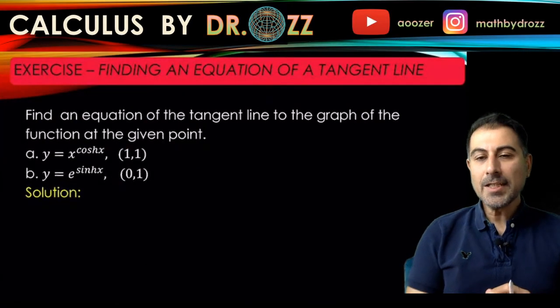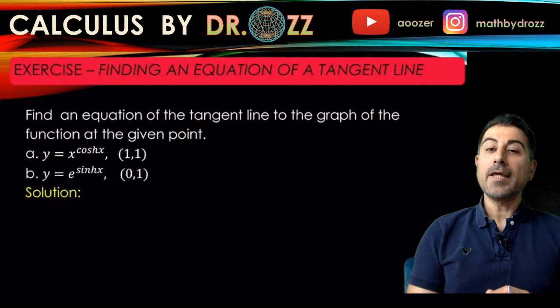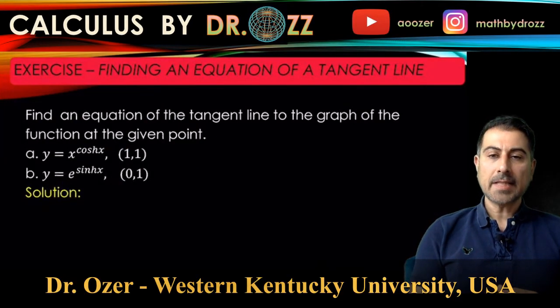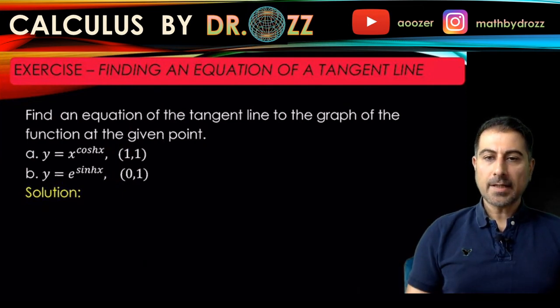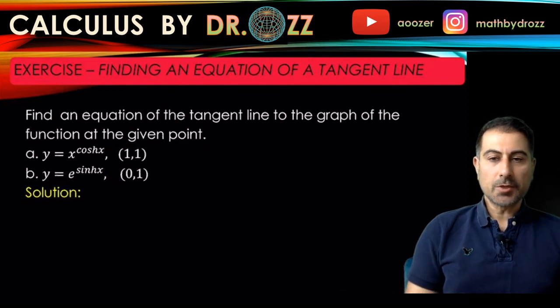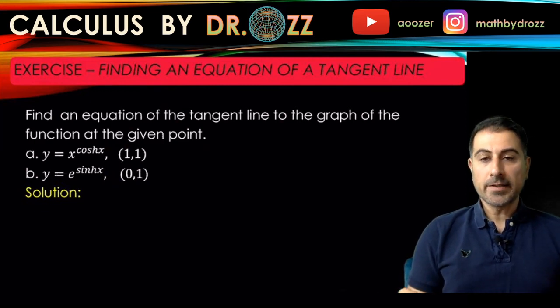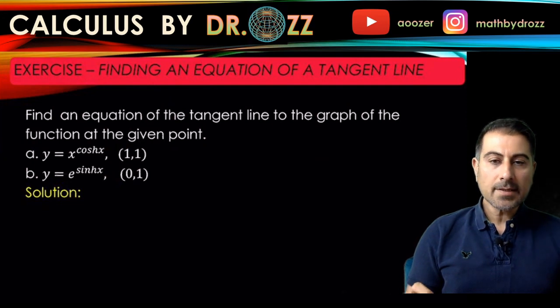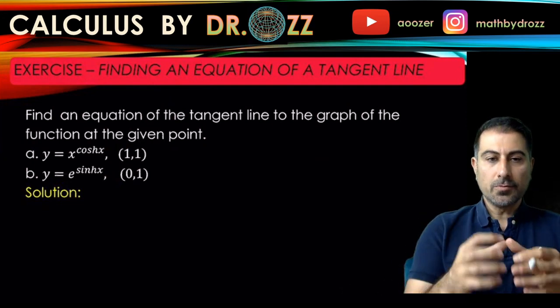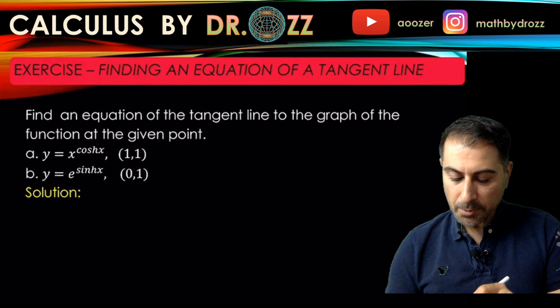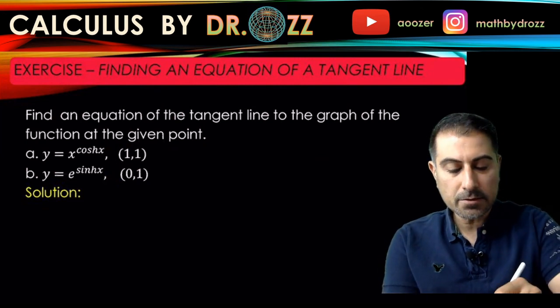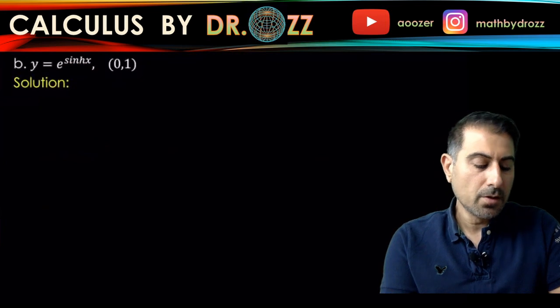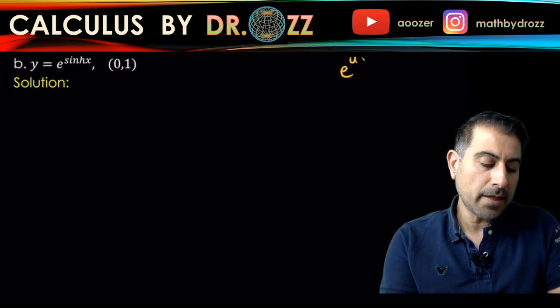All right, let's continue with part B, and we're going to mimic the same process. But this time, to evaluate y prime, we can just use the chain rule because the given function is e to the sine hyperbolic x, so e to the u. So you can go back to the derivative formula card and retrieve that the derivative of e to the u is e to the u times u prime.